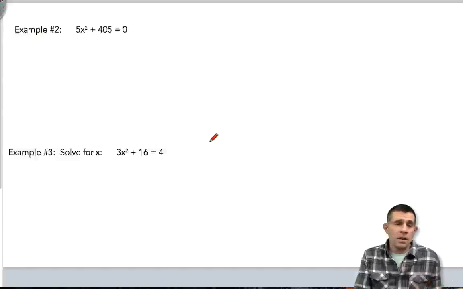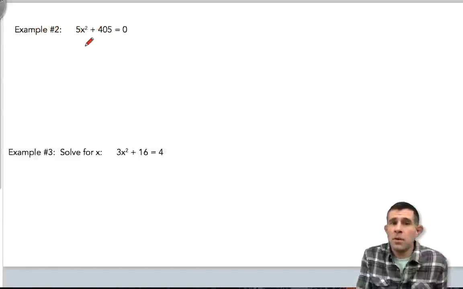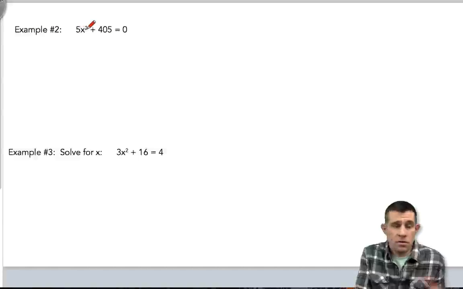All right, so let's take a look at a few more examples here. In example 2, we're asked to solve this one for x.